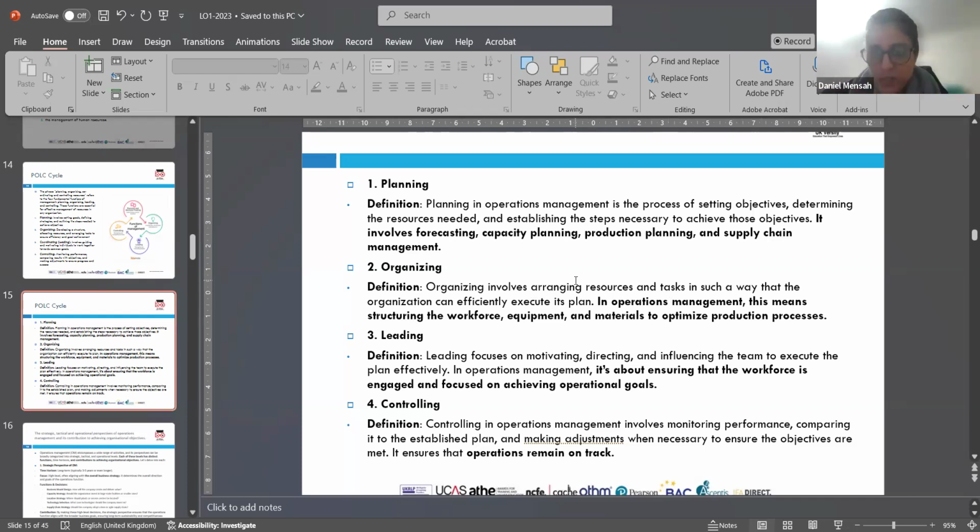Then organizing, this is mainly required for arranging the resources to run the task. Now they are practically arranging the resources. In operation management, it means you are structuring the workforce, what kind of workforce is required, what kind of equipment you need, and how much material, what material is needed to optimize your production processes.